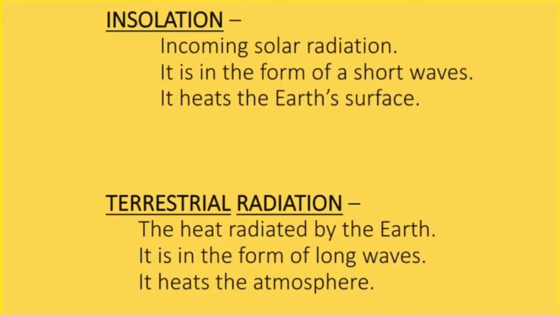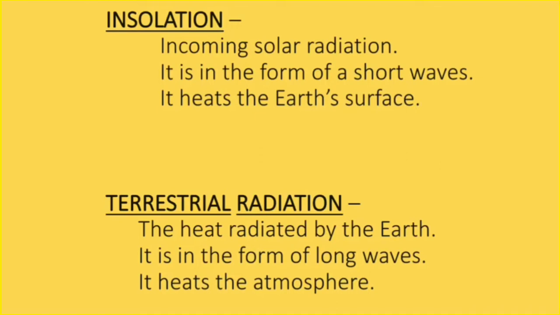Now, the difference between insolation and terrestrial radiation. Insolation is incoming solar radiation. It is in the form of short waves. Why short waves? Because it is already reflected back into space while coming, so a very small amount is reaching, so it is through short waves. It heats the Earth's surface. When it reaches the Earth, the Earth is heated by insolation, that is, incoming solar radiation.